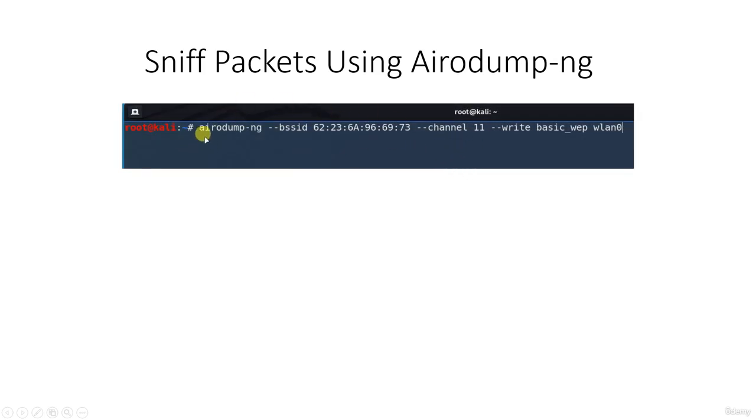So in this command, BSSID is the MAC address of my target network. Channel 11 is the channel number of my target network. Write basicweb is telling us to write or store all the gathered data in a file called basicweb. And wlan0 is the name of your wireless adapter, and this is Airodump-ng, which is the basic sniffing tool.